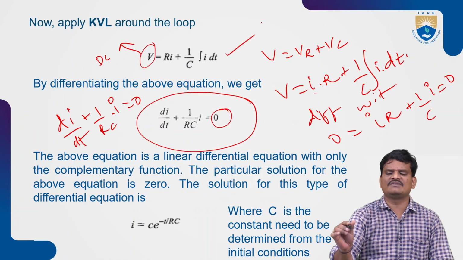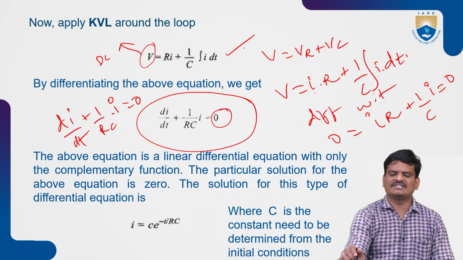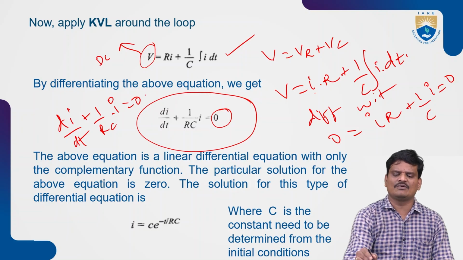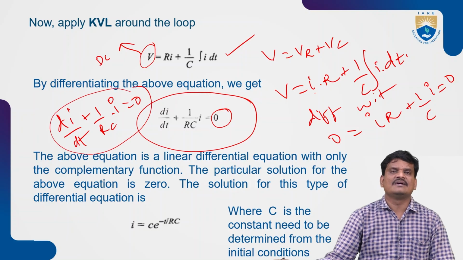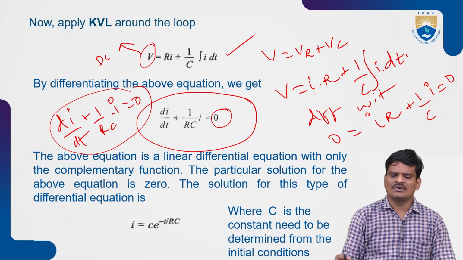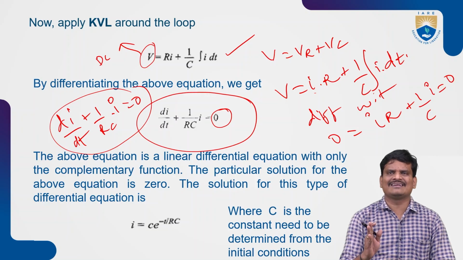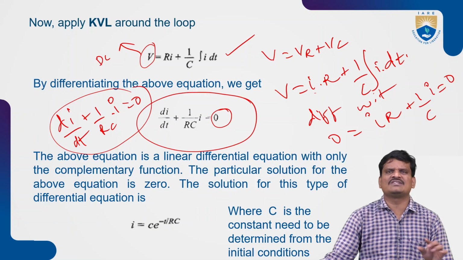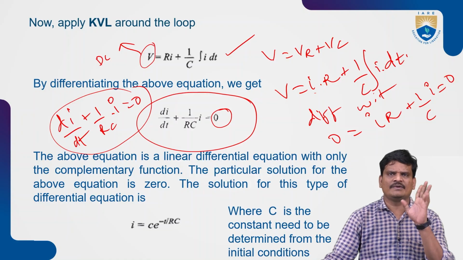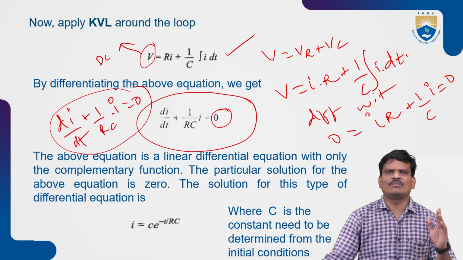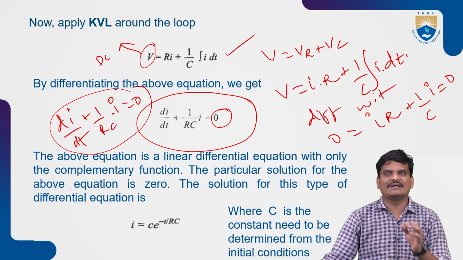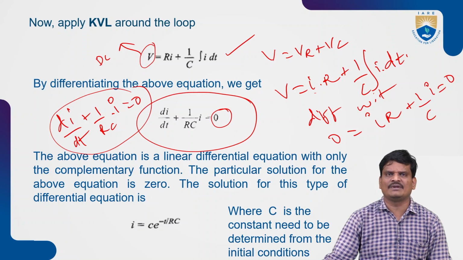So this is the expression which I got earlier. After differentiating this equation with respect to t, I am going to get the final expression as dI by dt plus 1 by RC into I equal to 0. By seeing the expression, I can clearly state that the above equation is a linear differential equation with only one complementary function, where the particular integral of the given expression is completely zero.